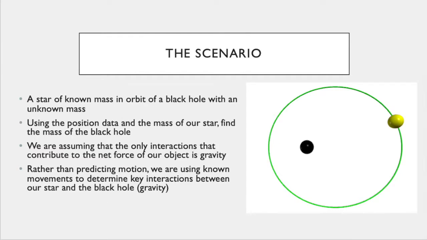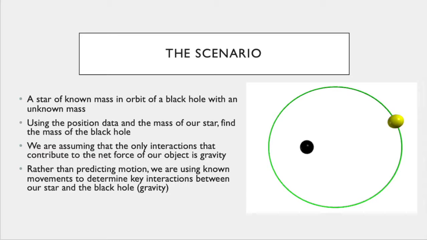model star. In the scenario for this lab, we have a star of known mass orbiting a black hole of unknown mass. Using the position versus time data of our star's orbit, we are tasked with calculating the mass of the black hole that our star orbits. Within this model, we are assuming that the gravity is the only force that is acting on our system.